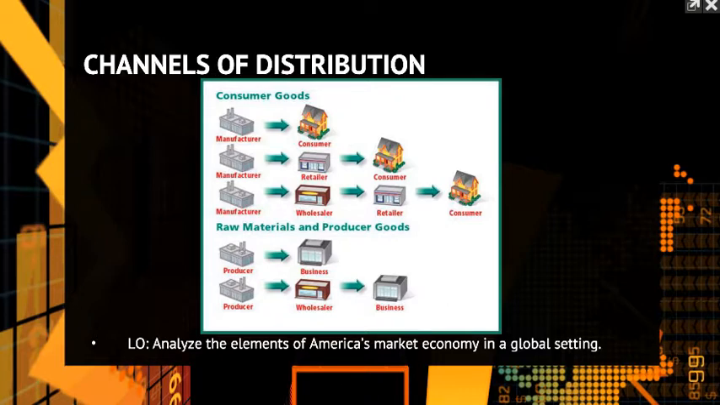But once again, it depends a little bit upon what type of business they're in and what would be most appropriate for their business. If we're looking at raw materials, you can have raw materials being sold from the producer directly to a business who will use them, or another model there would be the producer sells to a wholesaler who in turn sells to the business.